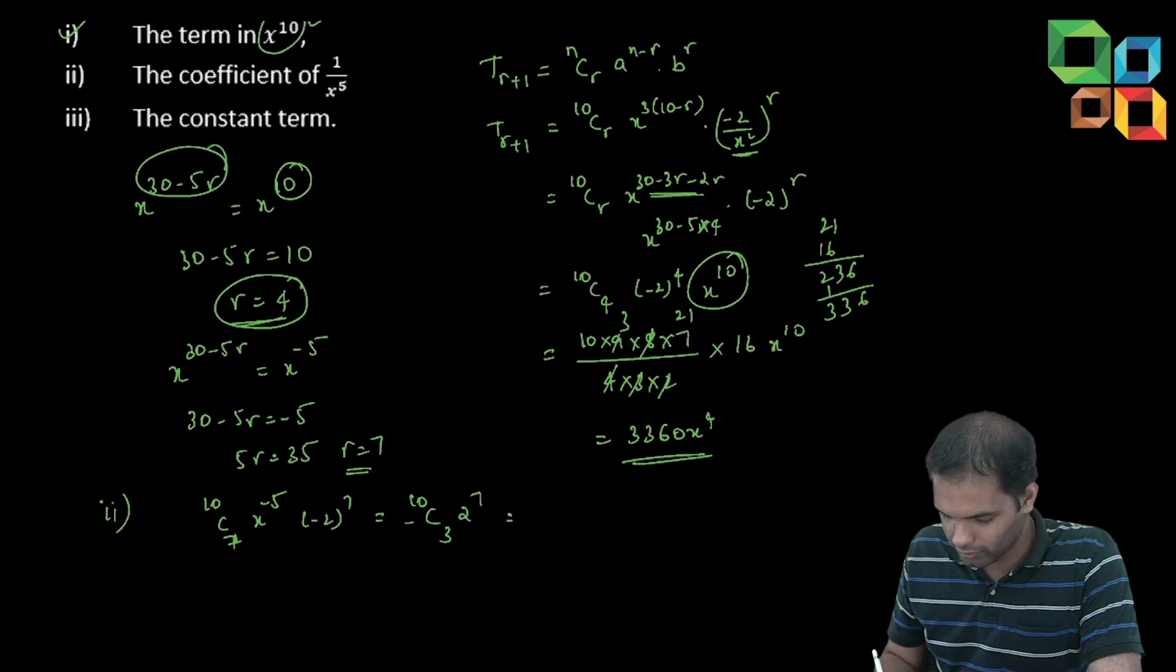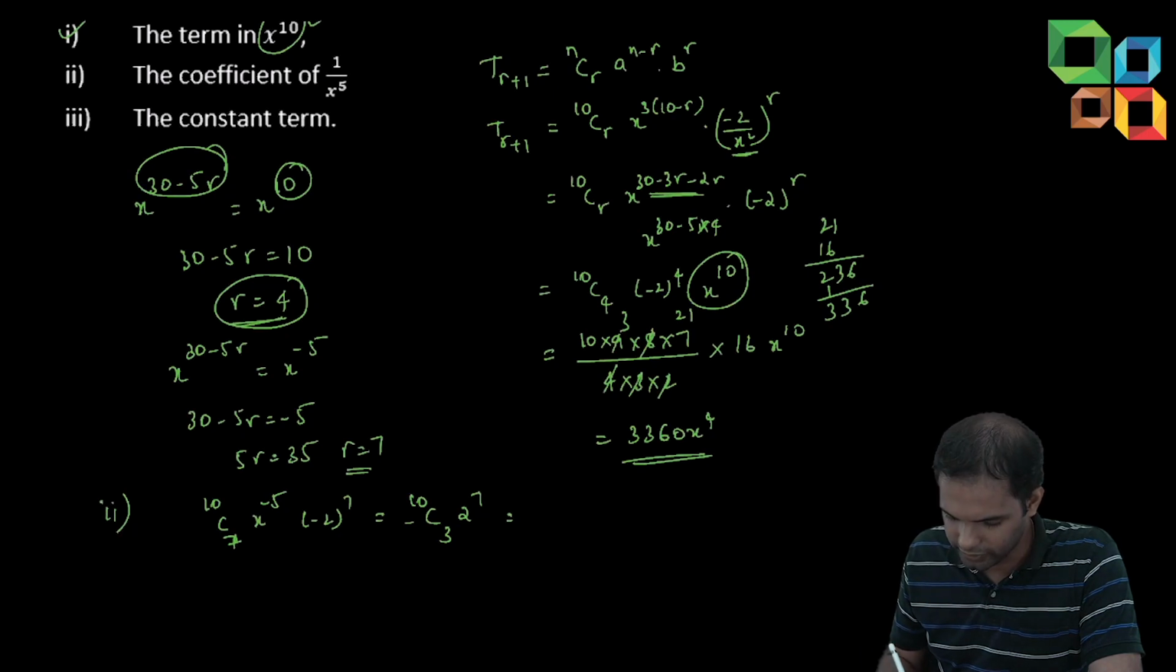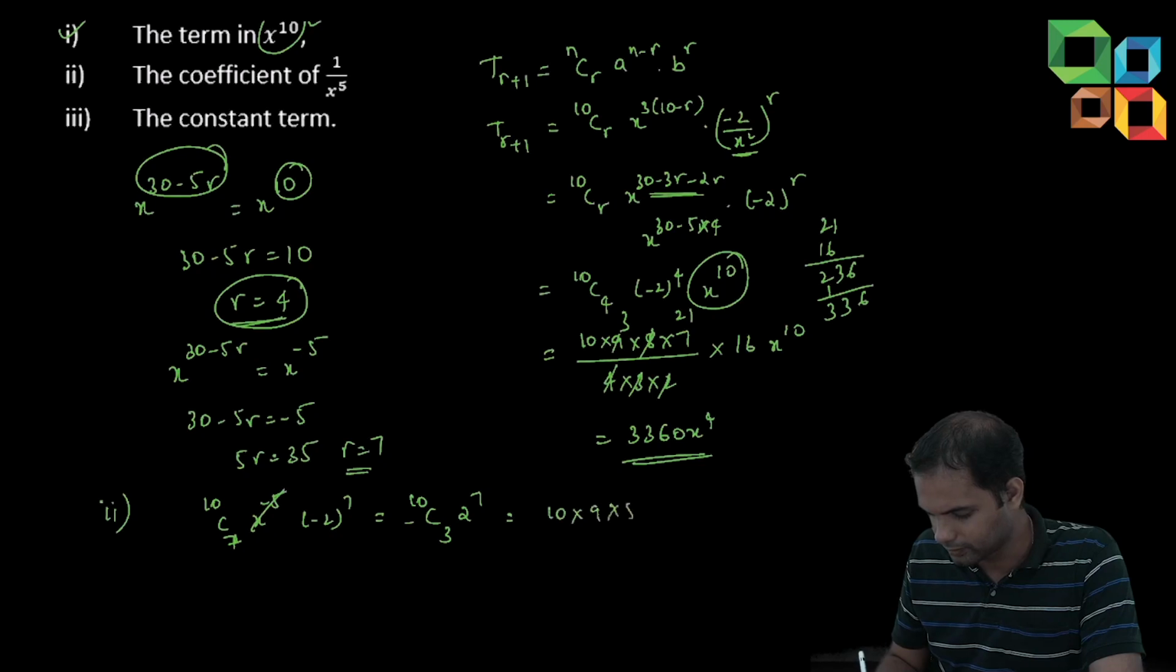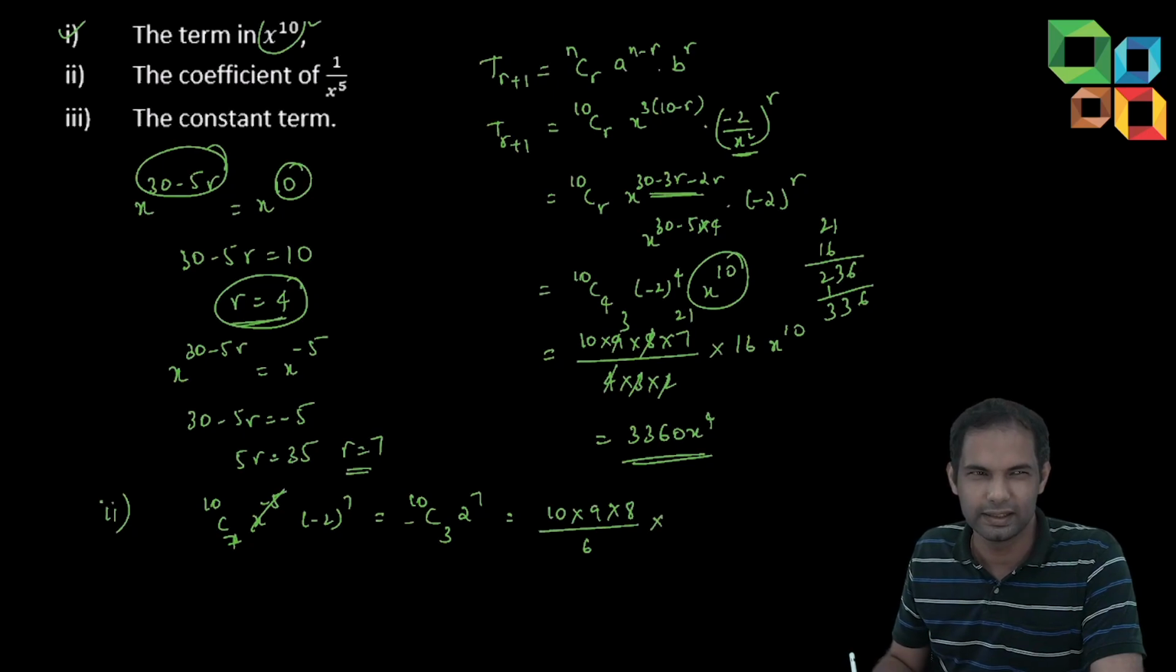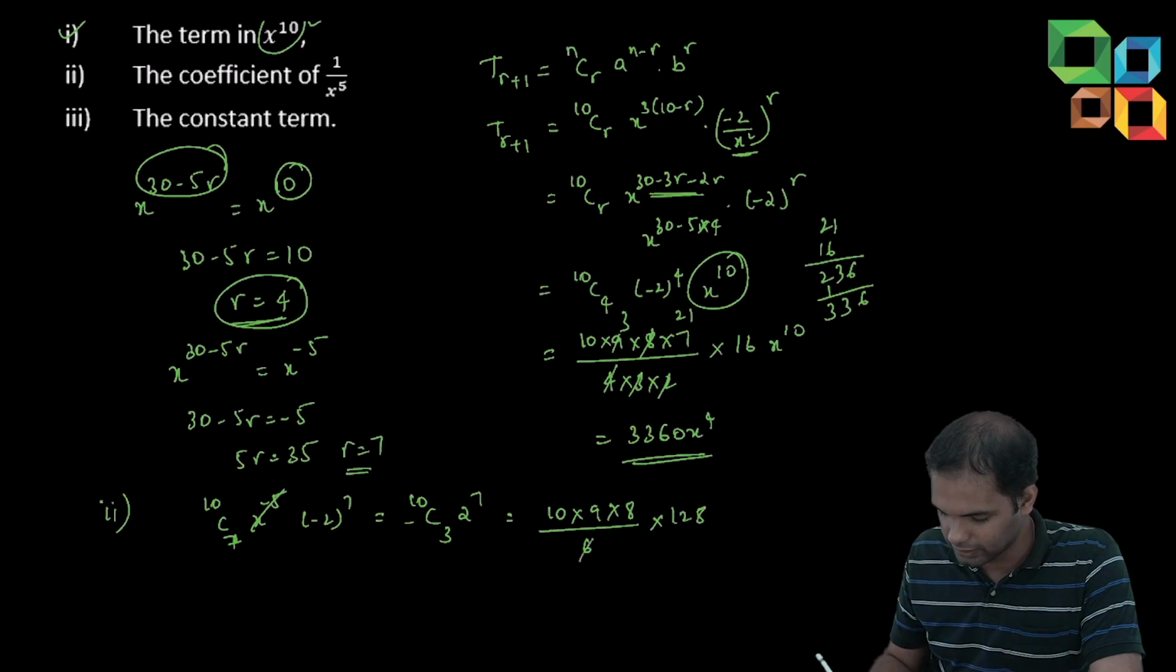So to calculate this, we just need the coefficient, so I can ignore the x power. This is 10 into 9 into 8 by 3 factorial, which is 6, into 2 power 7. 2 power 6 is 64, so this will be 128. Just to simplify, 6 goes into the 9 and the 8 and there's a 2 left, which will be 4. So 12, 120 into 128.